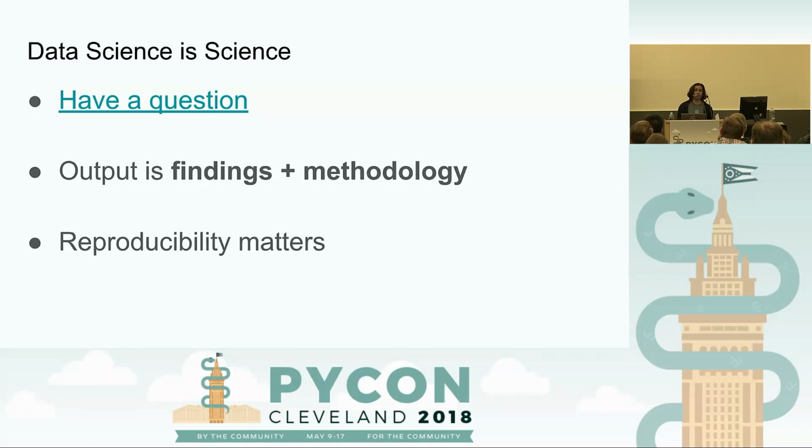So first and foremost, we have to remember that data science is a science. We have a question that we want to answer, a hypothesis of why something is happening. And our solution is not just our findings, it's also the steps we took to get to a result. And so what this really means is that reproducibility is really important, and our analysis needs to be repeatable.